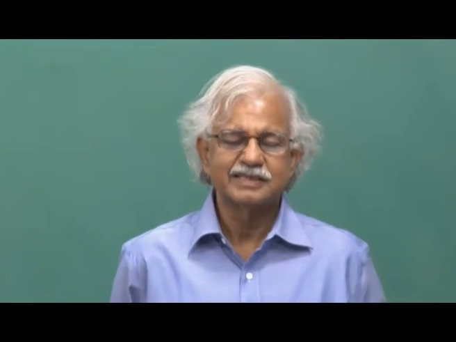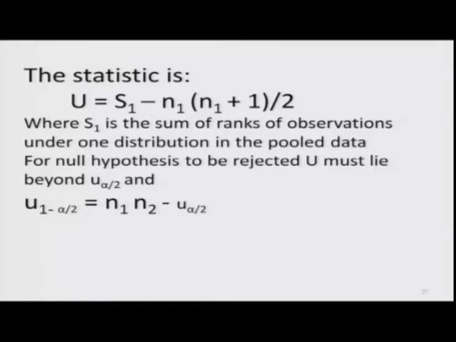Now, this is the statistic. In Mann-Whitney test, this is the test statistic: U equals S1 minus N1 times N1 plus 1 by 2. S1 is the sum of ranks of observations under one distribution in the pooled data. For the null hypothesis to be rejected, U must lie beyond U alpha by 2 and U 1 minus alpha by 2. Let me explain this thing.